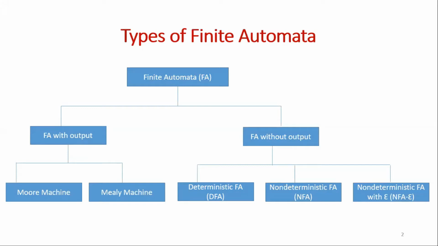Then finite automata are classified as finite automata with output and finite automata without output. Finite automata with output are again classified as Moore machine and Mealy machine. Finite automata without output are classified as deterministic finite automata, that is DFA, non-deterministic finite automata, that is NFA, and non-deterministic finite automata with epsilon, that is NFA epsilon.